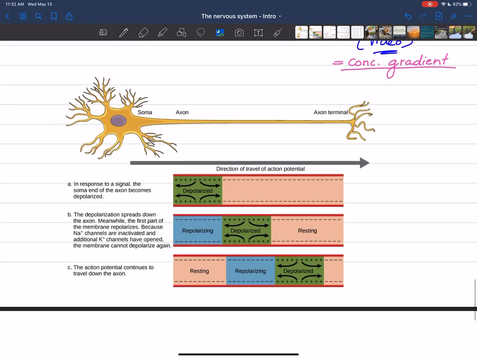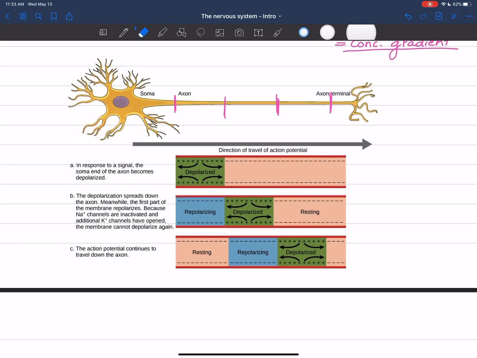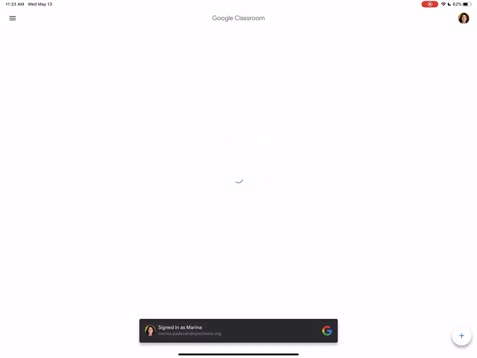If I separate my axon into sections, so there's a section, another section, another section, you can see here that in this particular section, this is when the sodium ions are being brought in. And then here, potassium ions are being brought out. And then again, sodium ions are brought in, potassium ions are brought out. So I'm going to have this flow of ions continuously through the axon.